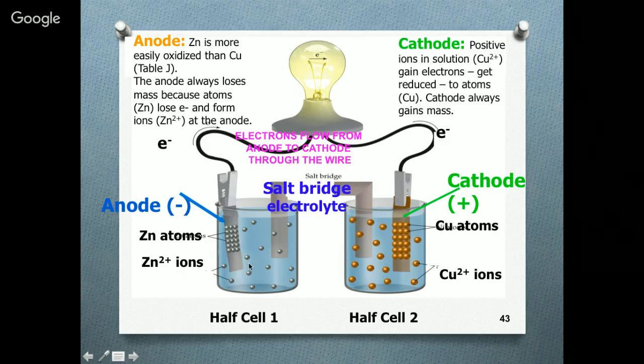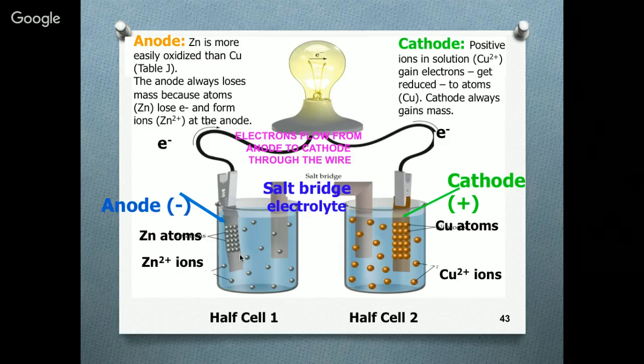So the zinc itself, that strip, the electrons leave the metal and move through the wire. Losing electrons means you become more positive. So the positive ions are going to enter half cell 1. So over time, the zinc atoms enter into the solution. So that anode is getting smaller because pieces of the zinc metal are becoming zinc ions.